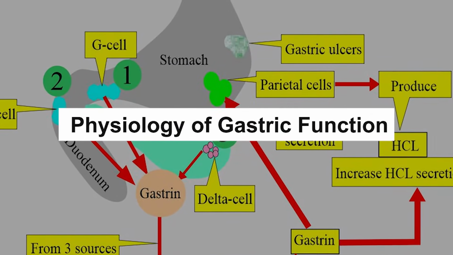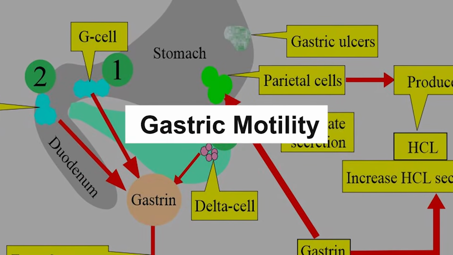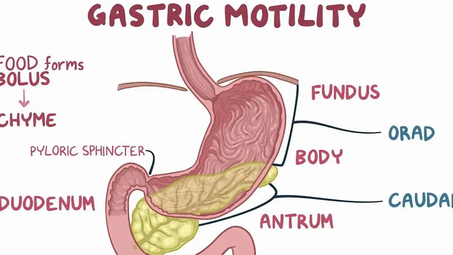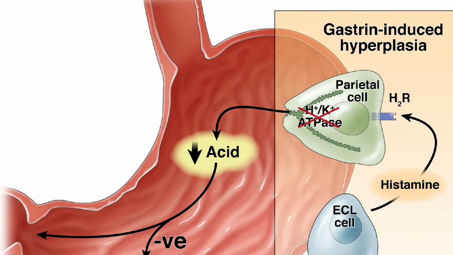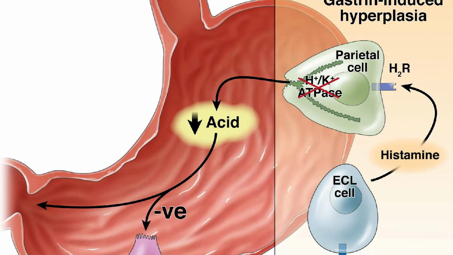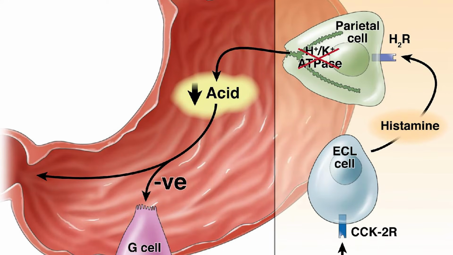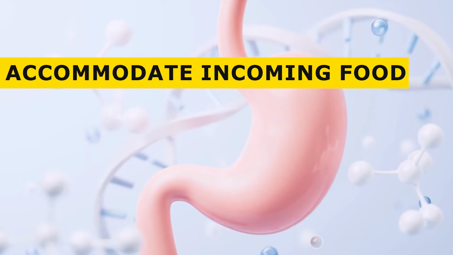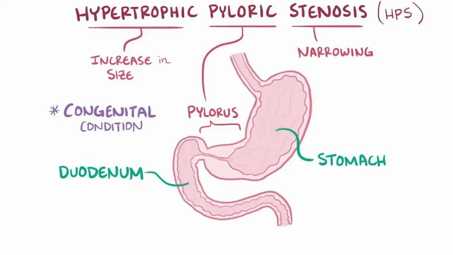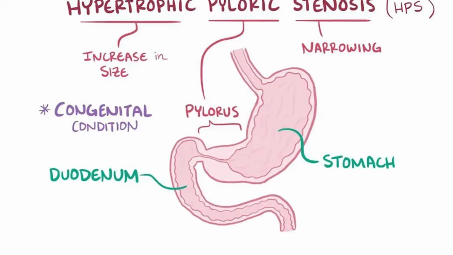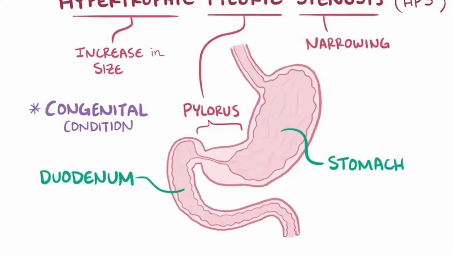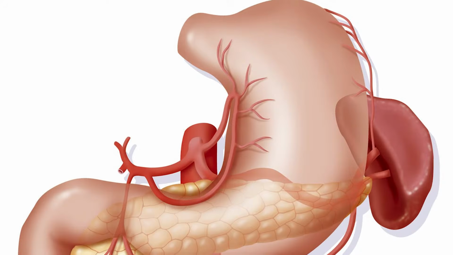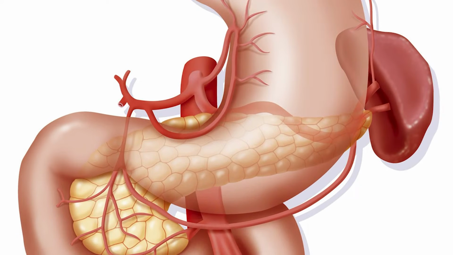Physiology of gastric function. Gastric motility. Gastric motility involves coordinated muscular contractions that facilitate the mechanical digestion and propulsion of food. It can be divided into three phases. Receptive relaxation occurs when the fundus and upper body of the stomach relax to accommodate incoming food. Peristaltic contractions begin in the body and move toward the pylorus, mixing the food with gastric secretions. Gastric emptying is regulated by the pyloric sphincter, which ensures that only small amounts of chyme enter the duodenum at a time.